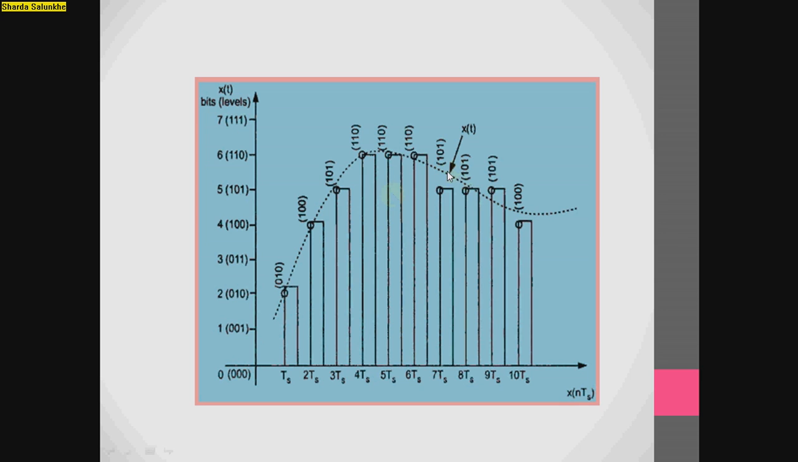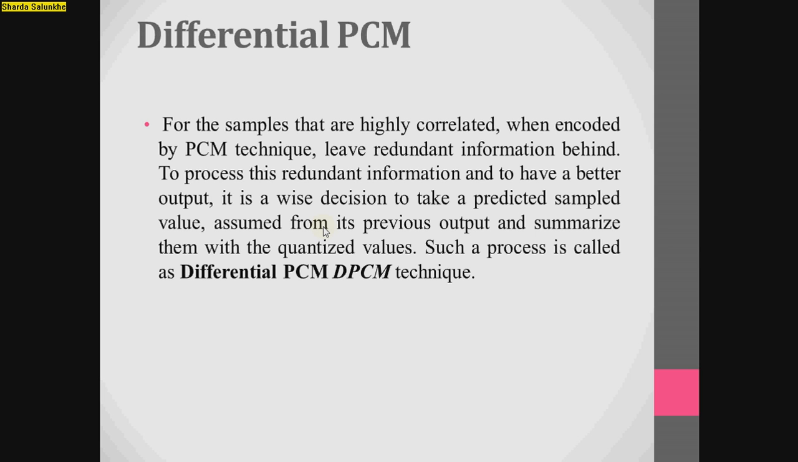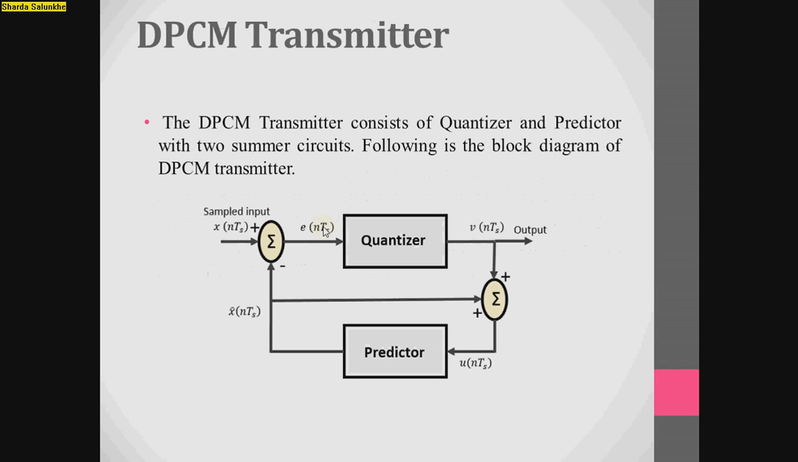Again, the next samples can be predicted by the difference between the previous two samples, and in this way DPCM works. So differential PCM, or DPCM, is used for samples that are highly correlated; when encoded by the PCM technique, they leave redundant information behind. To process this redundant information and get a better output, it is a wise decision to take the predicted sample value, assumed from its previous output, and then sum it with the quantized values. Such a process is called the differential PCM or DPCM technique.